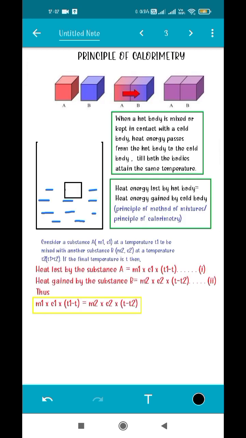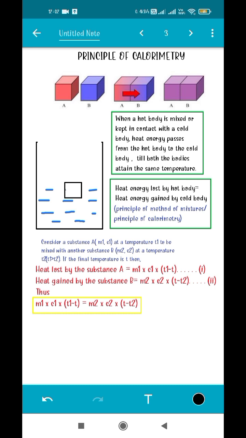That means my heat lost by substance A will be mass into specific heat capacity into change in temperature. So T1 was larger, so T1 minus T. Obviously, if the hot object is at 100 degrees Celsius and the cold object is at 40 degrees Celsius, the temperature which they will attain after they are kept in close contact will be somewhere between 40 and 100. It will not be less than 40, it will not be greater than 100. So obviously T1 will always be greater. So T1 minus T. This is the heat lost by substance A.